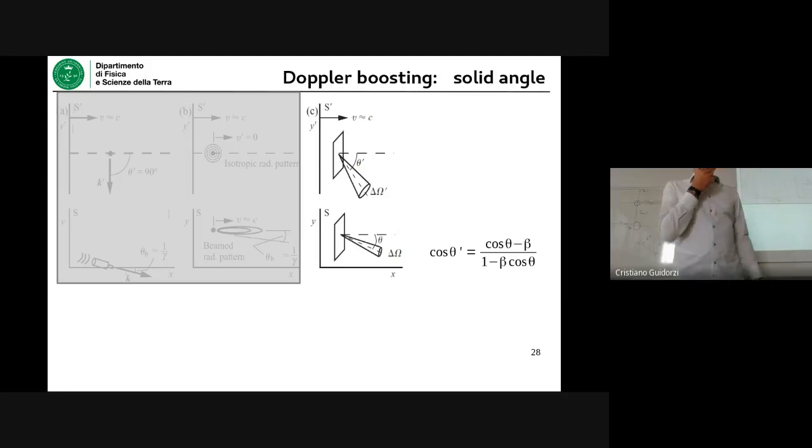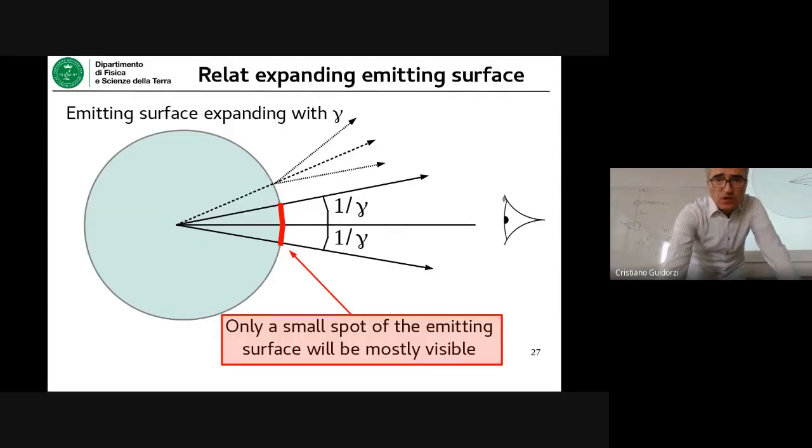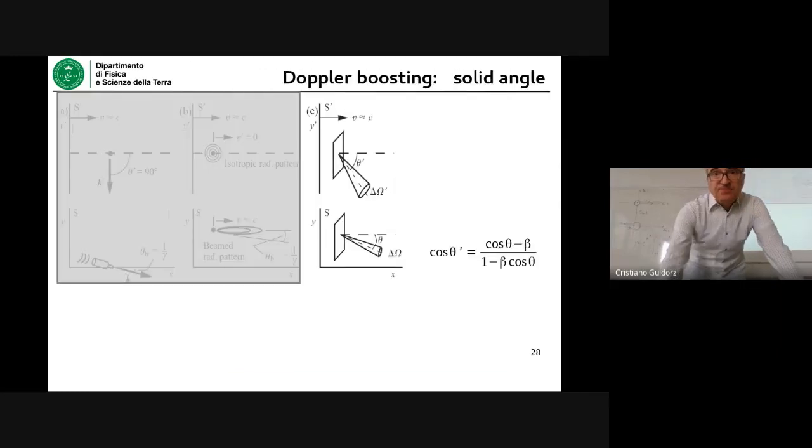So, we stopped here last time, particularly at the previous slide, when I was talking about relativistic aberration, so the relativistic beaming, essentially. Another aspect which is affected by relativistic motion is the solid angle.